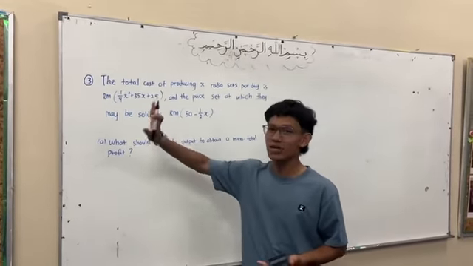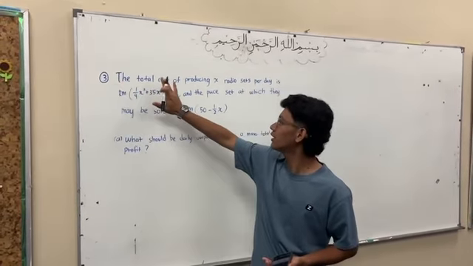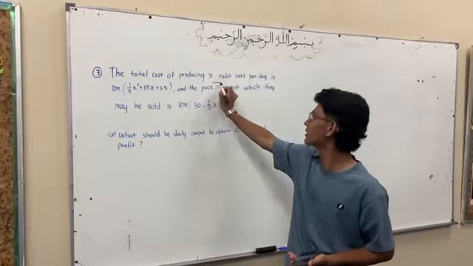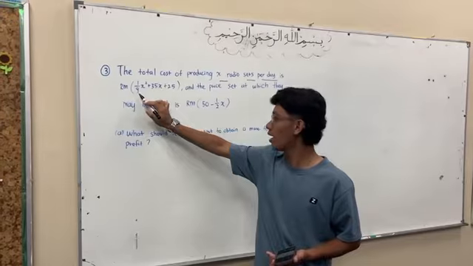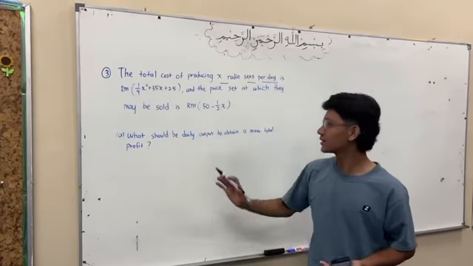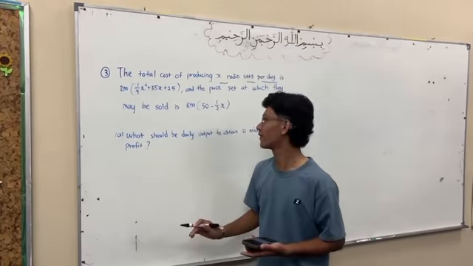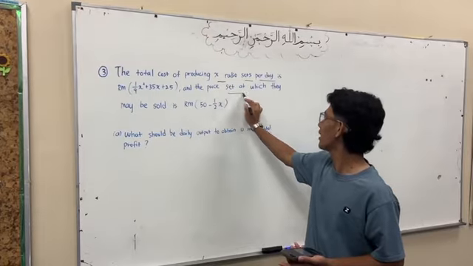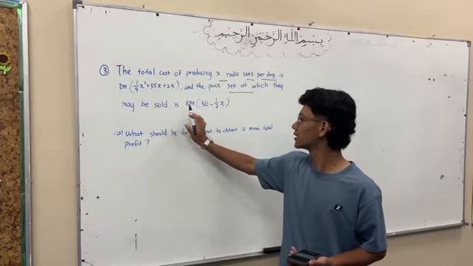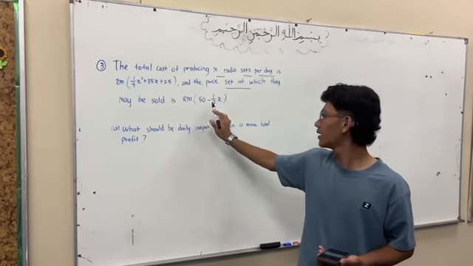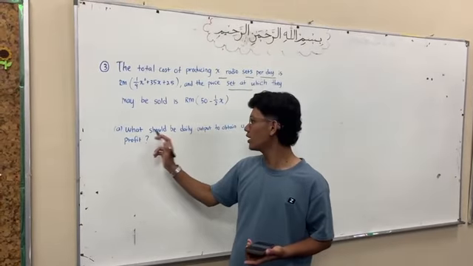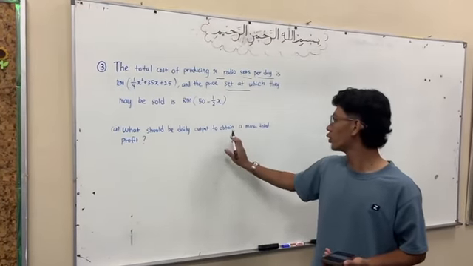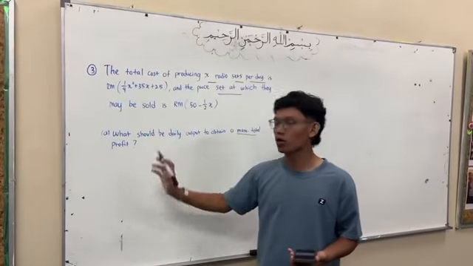Alright, the question asks about the total cost of producing x radio sets per day is RM 1/4 x squared plus 35x plus 25, and the price at which they may be sold is RM 50 minus half x. So the first question asks about what should be the daily output to obtain maximum total profit.